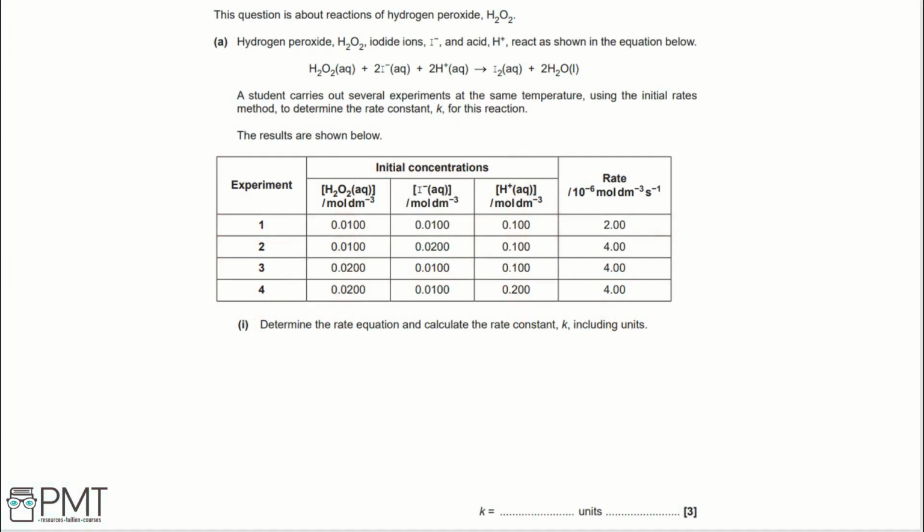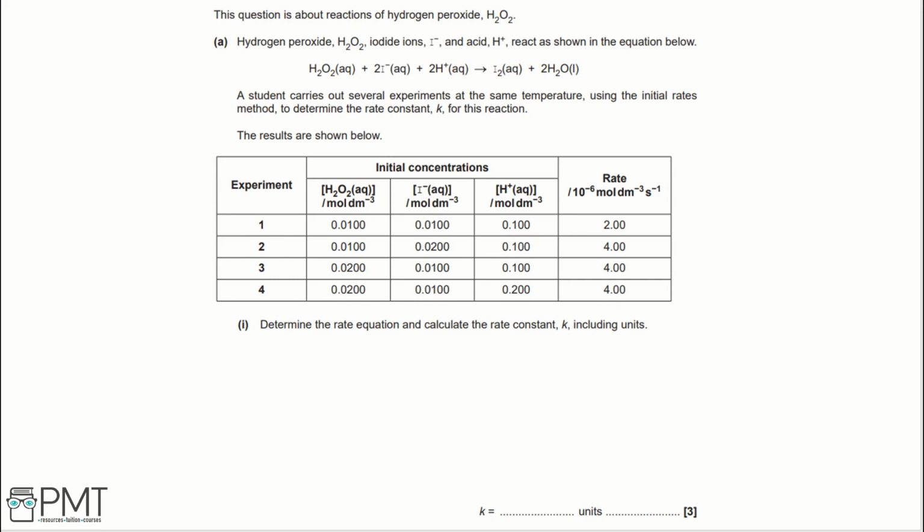This question is about the reactions of hydrogen peroxide, H2O2. Part A. Hydrogen peroxide H2O2, iodide ions I- and acid H+ react as shown in the equation below. A student carries out several experiments at the same temperature using the initial rates method to determine the rate constant K for this reaction. The results are shown below.